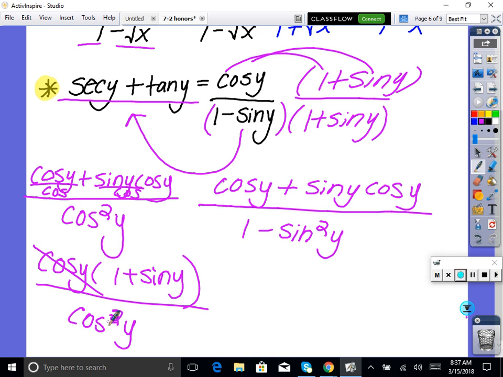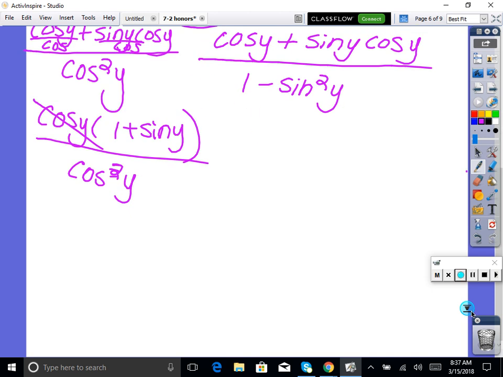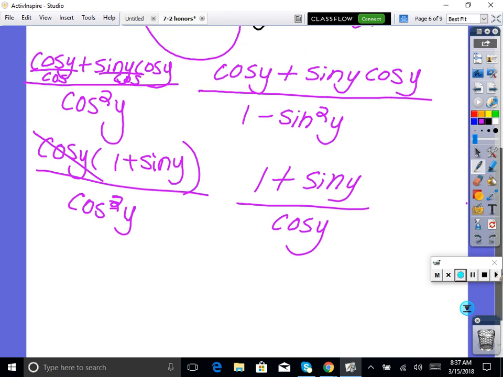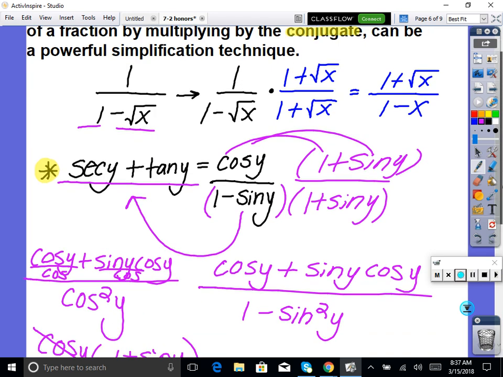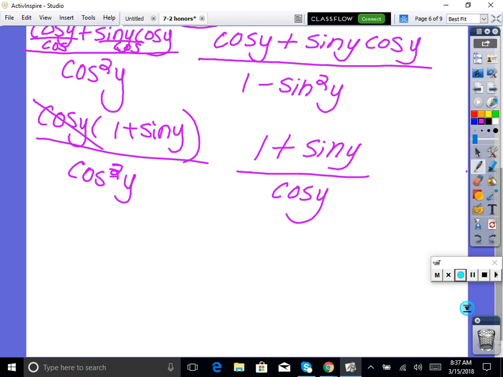So now what do we have here? 1 plus sine of y over cosine of y. What's our goal? I don't even remember at this point. Okay, there it is. So now what we would want to do is split this apart. You can split apart a numerator. Do you guys all understand that? You just can't split apart a denominator.